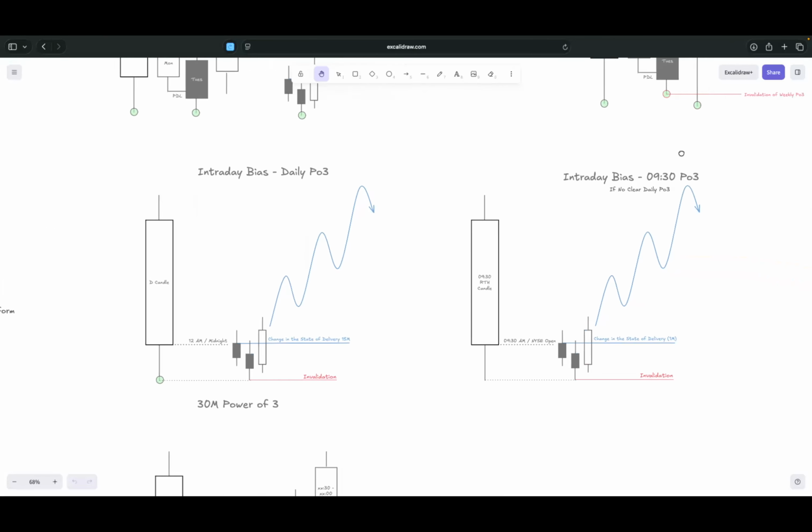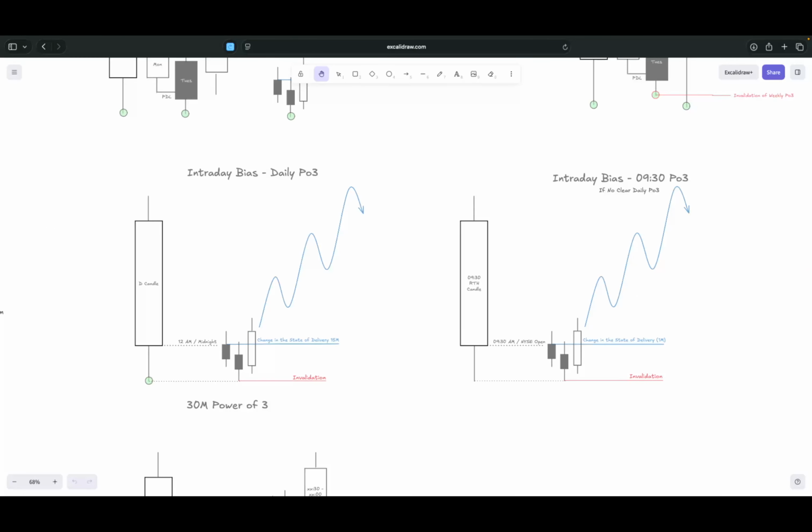So there's two ways you can get intraday bias. Usually it's this one, sometimes it's this one, and I'll kind of explain why. So the first one is daily power of 3, where you have manipulation below 12 a.m. EST, the midnight opening price I was talking about. We trade lower and we get a 15-minute change in state of delivery, right? Validation once again goes below the low and we expand higher.